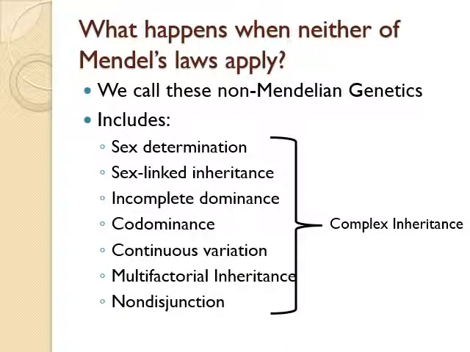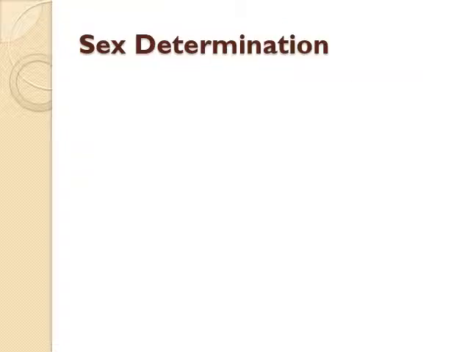Okay, so what happens when neither of these laws apply? This is what we call non-Mendelian genetics, or in our case, I'll also refer to it as complex inheritance. Okay. So when we go over complex inheritance or non-Mendelian genetics, that includes things like sex determination, sex-linked inheritance, incomplete dominance, codominance, continuous variation, multifactorial inheritance, and non-disjunction. Okay, and we'll go over what each of these are now as well.